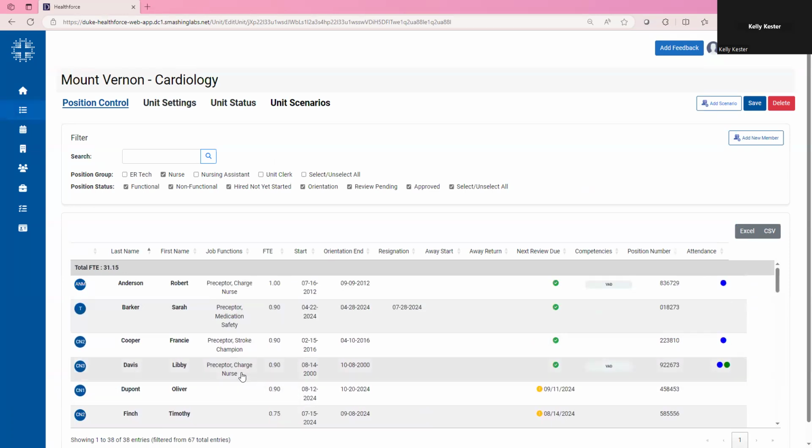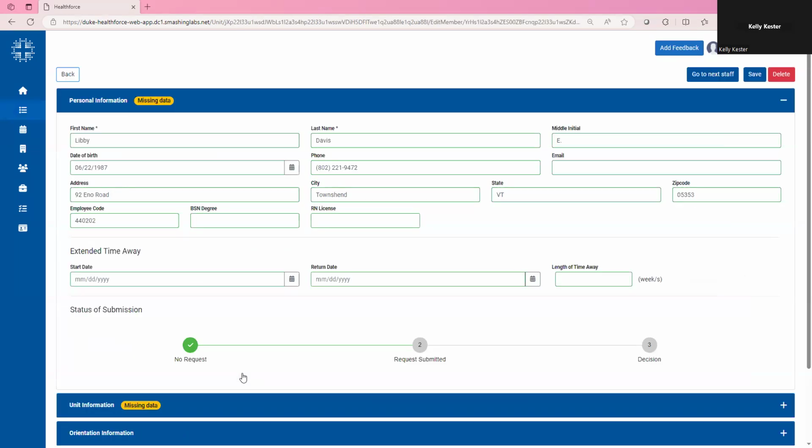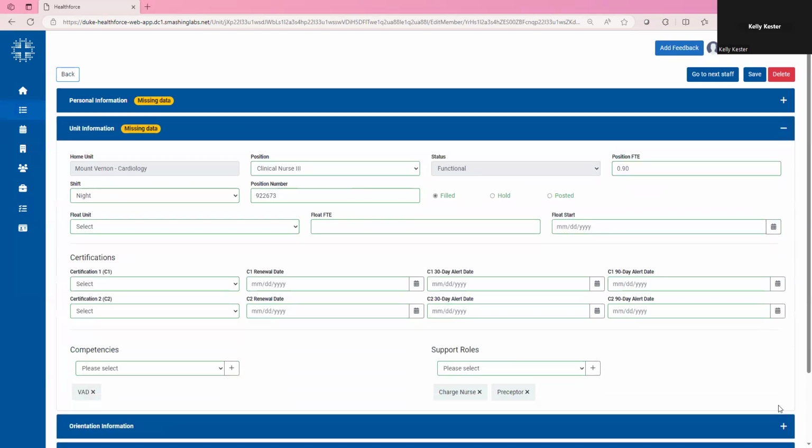We also see at a glance what job functions or special competencies, engagement in committees or champion work individuals might have. But if we go ahead and click on a person, we can see more information in their profile. This profile is built with the intent to house all of the information that a nurse leader may need to understand the FTE management, the skills and the competencies of their team, but also information like certifications, orientation, things of that nature.